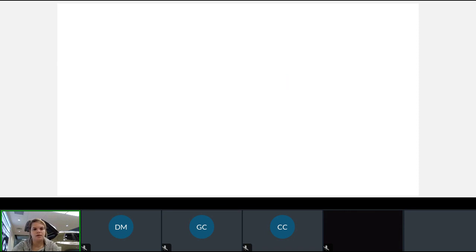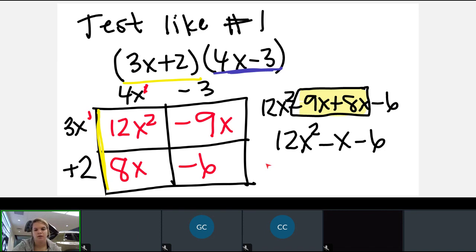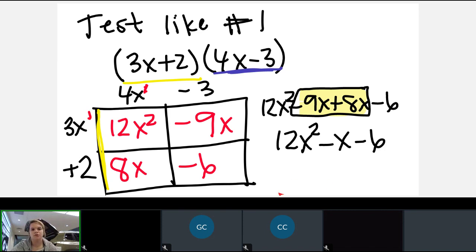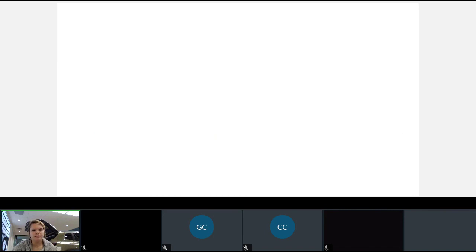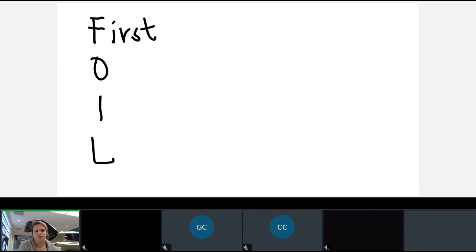The first way is the box method, which is what we did here. So you set your terms, one on the side and one going across the top, and multiply them that way. And then the FOIL method. So FOIL stands for first, so meaning first terms, outer terms, inner terms, and then last.